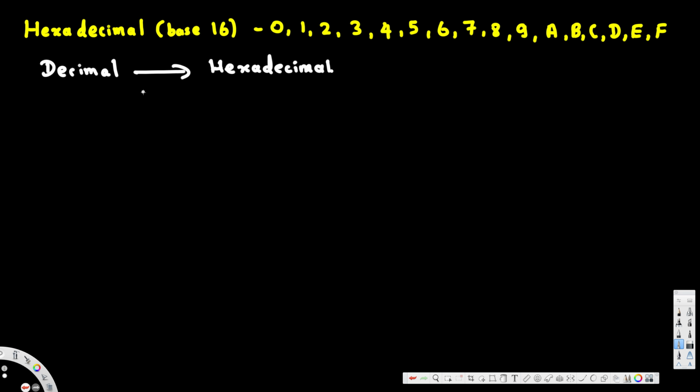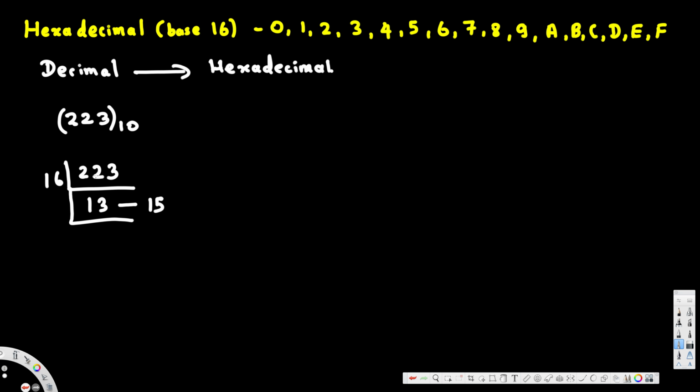Okay, now let's look at an example. Let's try to convert this 223. This is a decimal number, and we are going to convert this one to hexadecimal. To convert this one to hexadecimal, we have to divide this one by 16, and that's going to give us 13, and the remainder is going to be 15, and again we have to divide until we get 0.